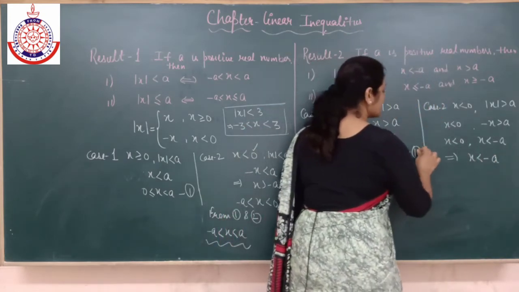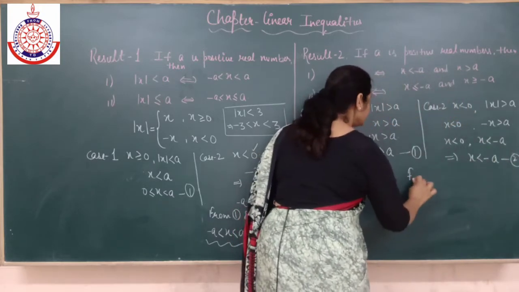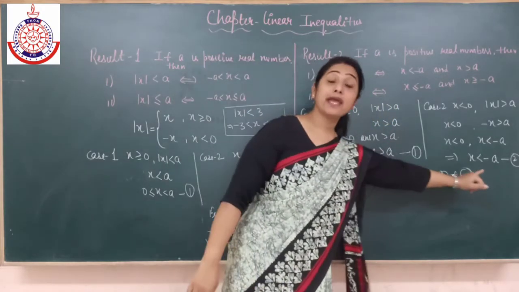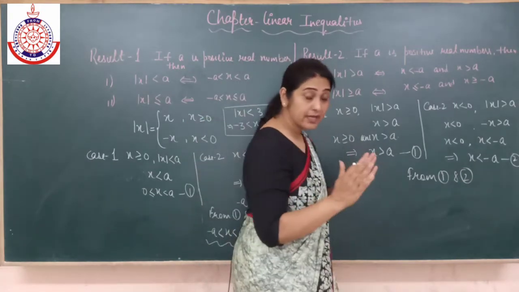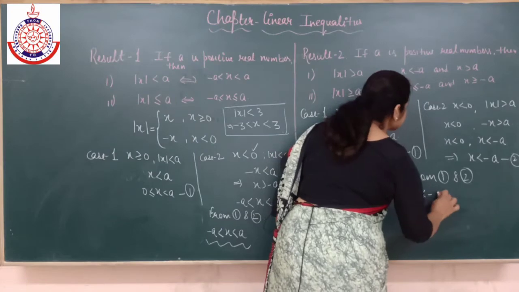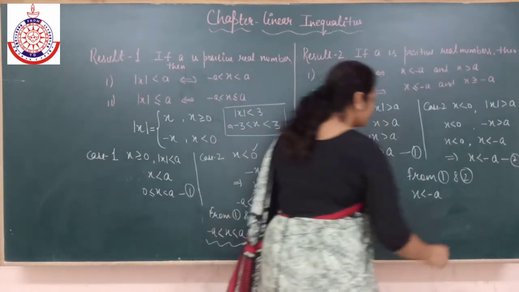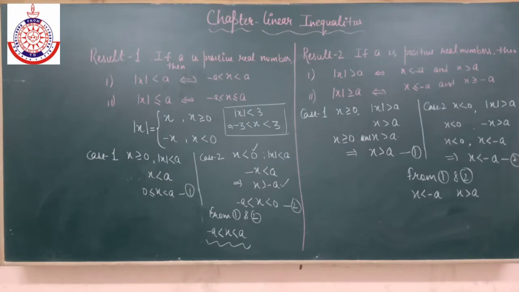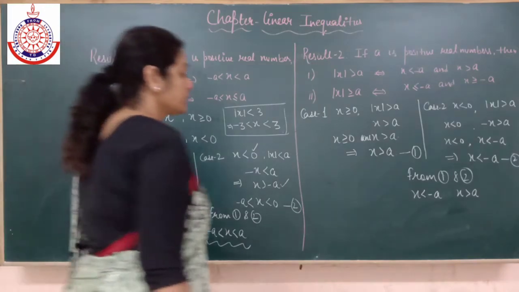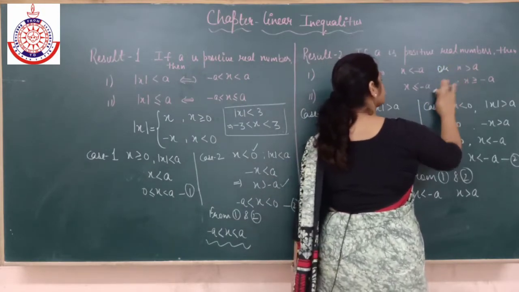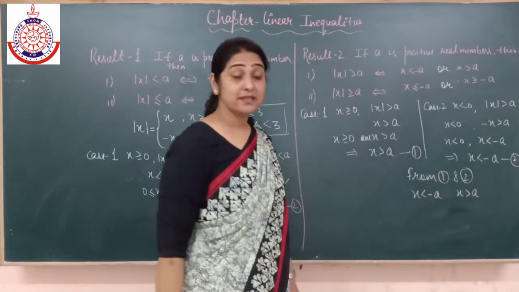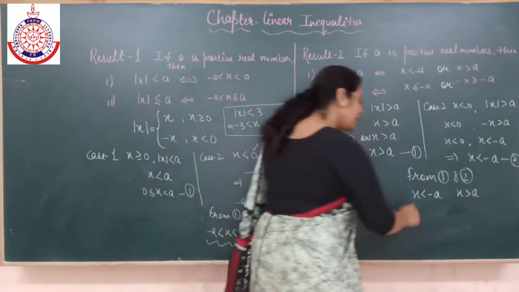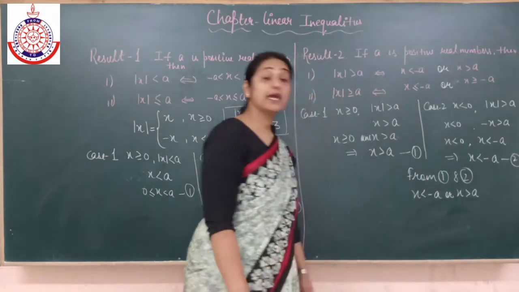Alright, this is my case 1, this is my case 2, from 1 and 2: x is greater than a and x is less than minus a. Now there is nothing common in between, right? Is it clear? So what does it mean? x is less than minus a, or x is greater than a. Let me make a correction here, because "and" is not possible. It's not possible that a number is both less than minus a and greater than a. I wrote that by mistake. So x would be less than minus a, or x would be greater than a.